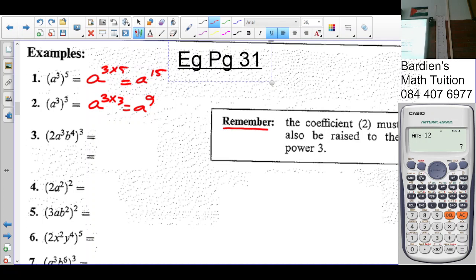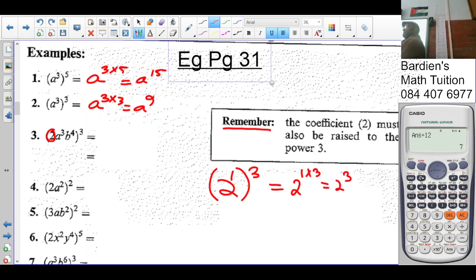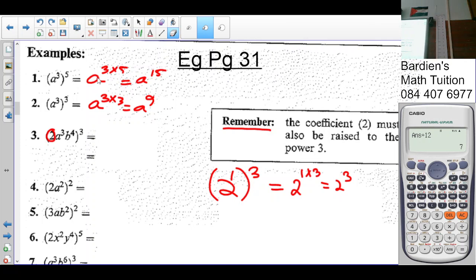Remember, there's a note given here. The coefficient, which is 2, must also be raised to the power 3. So if 2 stands on its own, what's the exponent on 2? 1. So if 2 to the 1 is raised to the power 3, that would simply be 2 to the 1 times 3, which is 2 cubed. Does it make sense? Now, let me do this one before we get confused.